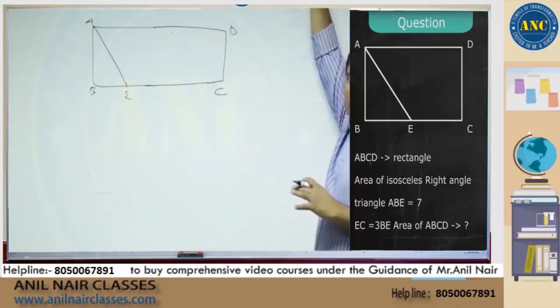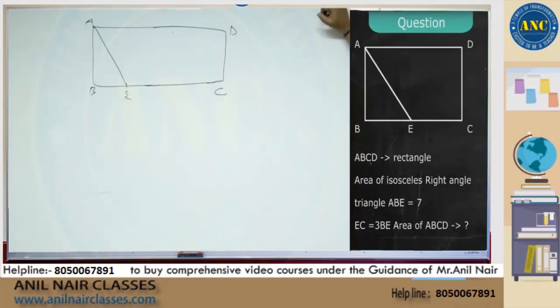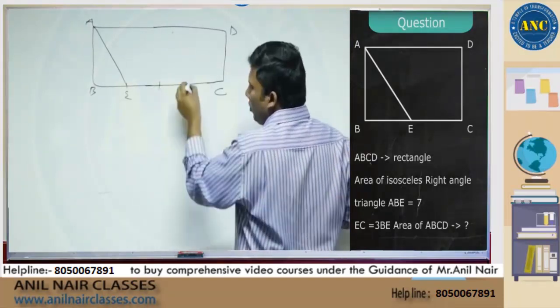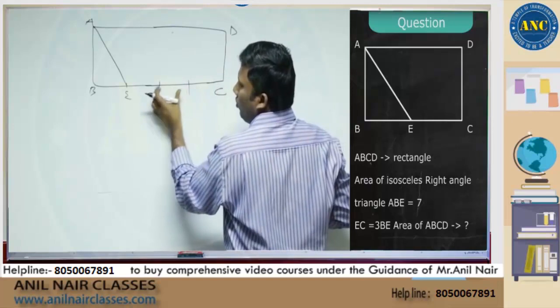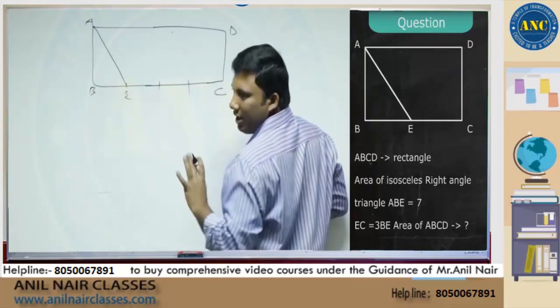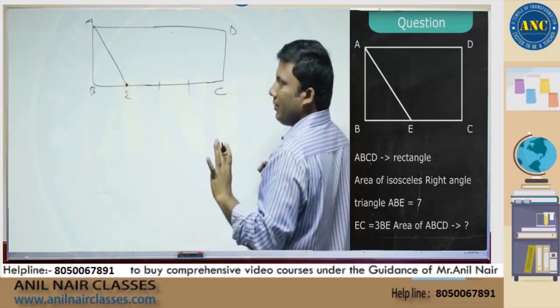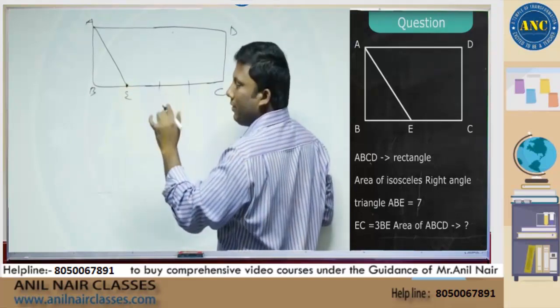Sir, listen. What is the first root cause of the problem? EC is how many times BE? 3 times. One part, twice, 1, 2, 3. It is 3 times. Right? Now see here. Assume that it's a paper.